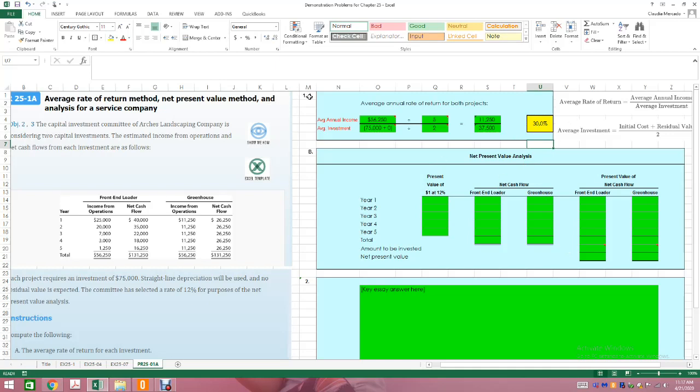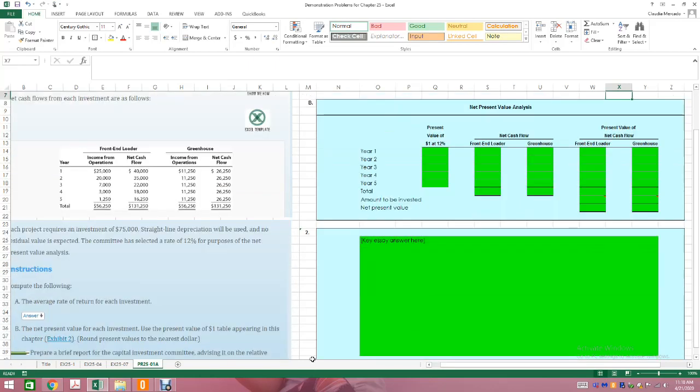That is requirement A. It's basically just the application of the formula to the data. And I did not have to do different calculations because my income from both projects is the same, $56,250. The investment for both projects is $75,000. And both projects are going to have a useful life of 5 years. If the information had varied, then maybe you would have had to do separate calculations. But the data provided is the same for both project A and project B.